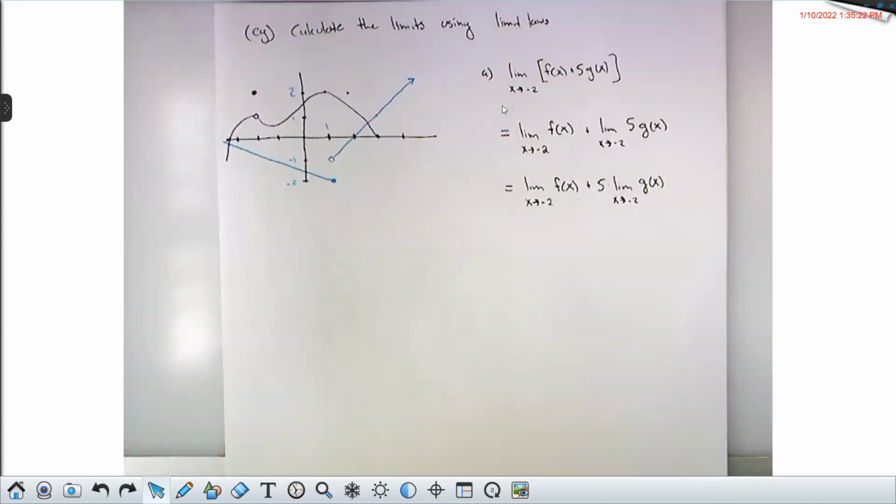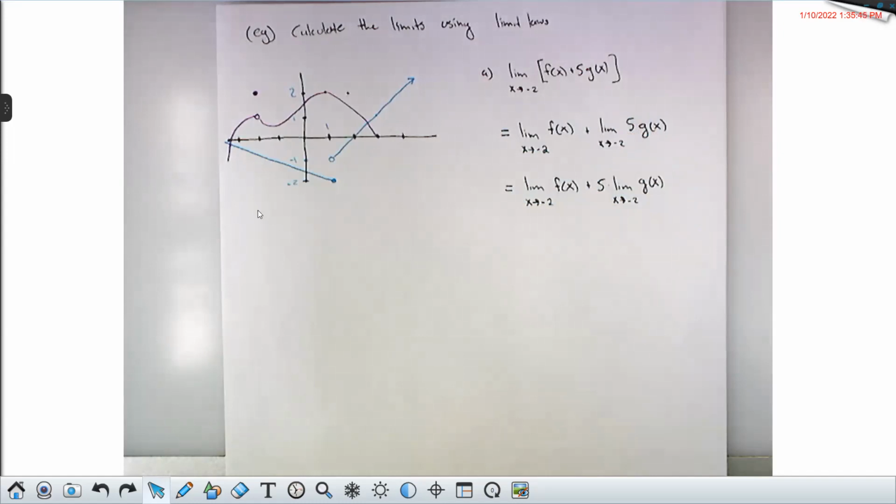All right. So here we're using the rule that says the limit of the sum is the sum of the limits. That's rule 2. Here you're using rule 1 only on the second piece. That says a constant multiple inside here, 5 times g of x inside the limit, that constant can pop out. You get 5 times the limit of g of x.